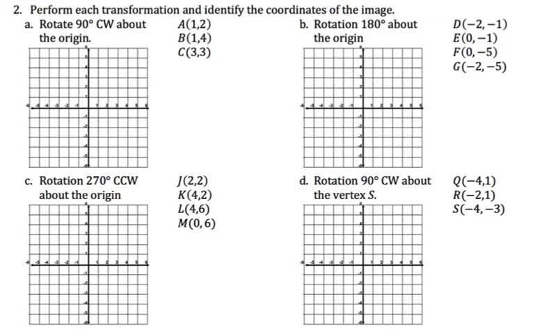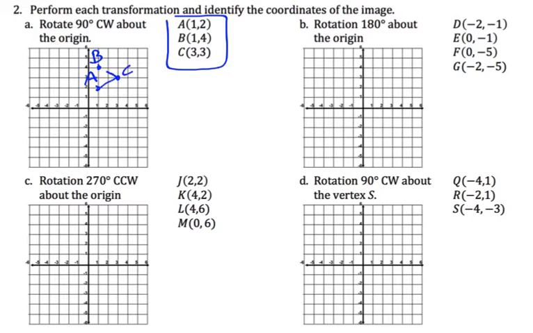Okay, on number 2, you're going to perform each transformation and identify the coordinates of the image. So part A, rotate 90 degrees clockwise about the origin. And you have to start by graphing these 3 points. Let's go ahead and do that. A is at 1, 2, you go over 1 up 2, and that's A. B is at 1, 4. Probably shouldn't have written the A where I did, but it's already done. C is at 3, 3.